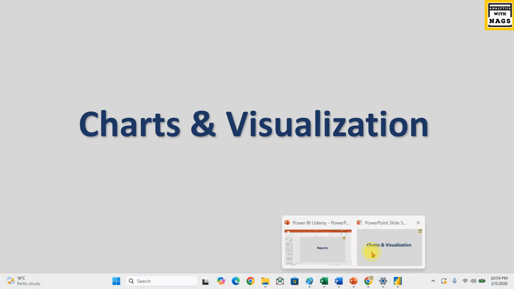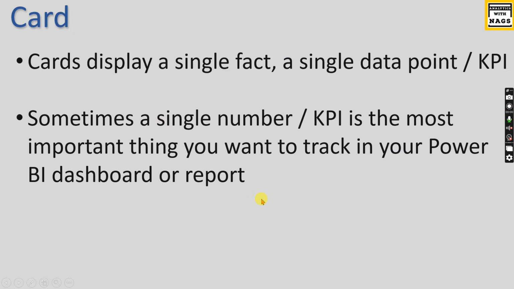Let's try to understand the charts and visualization. Cards are used to display a single fact or a single data point or a KPI. KPI stands for key performance indicator, which is the most important thing you want to track in your business as part of the reports. Let's take Naga Garments as an example. Sales is a very important KPI, key performance indicator, I want to track. So I can put it in a card visual.